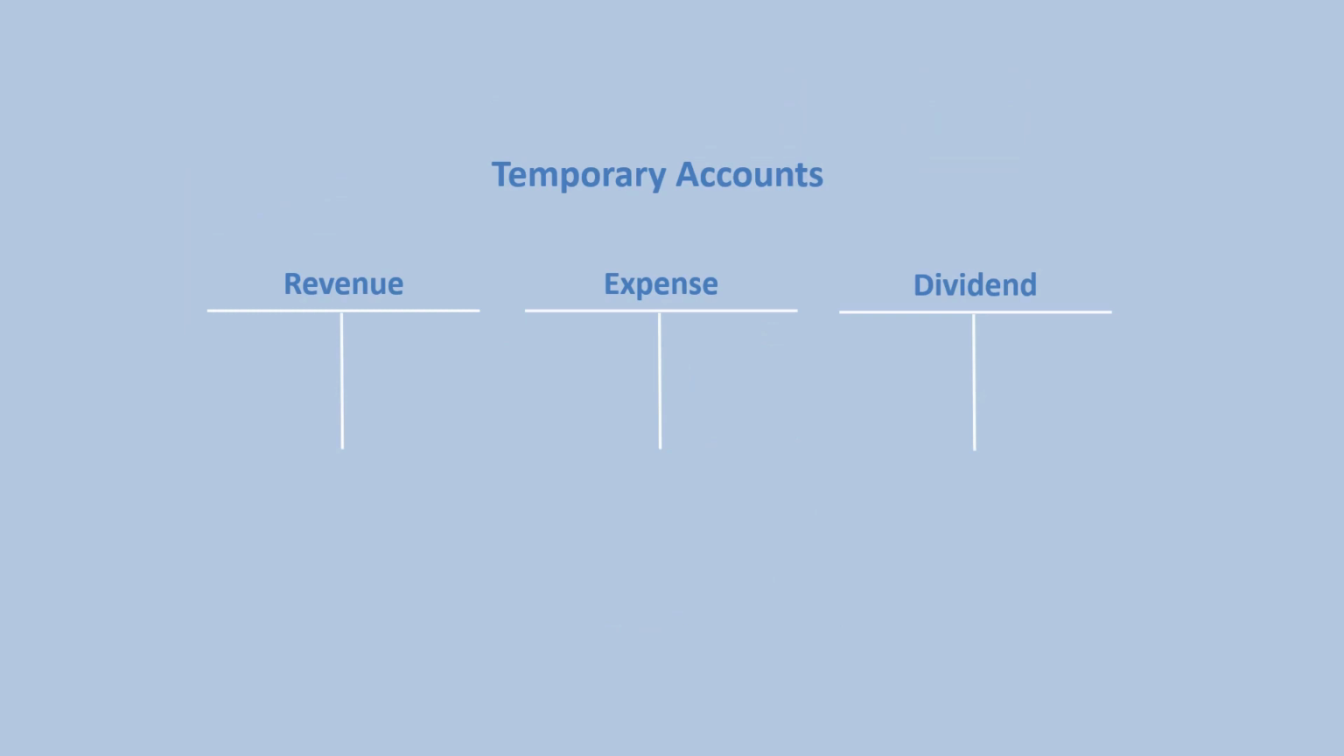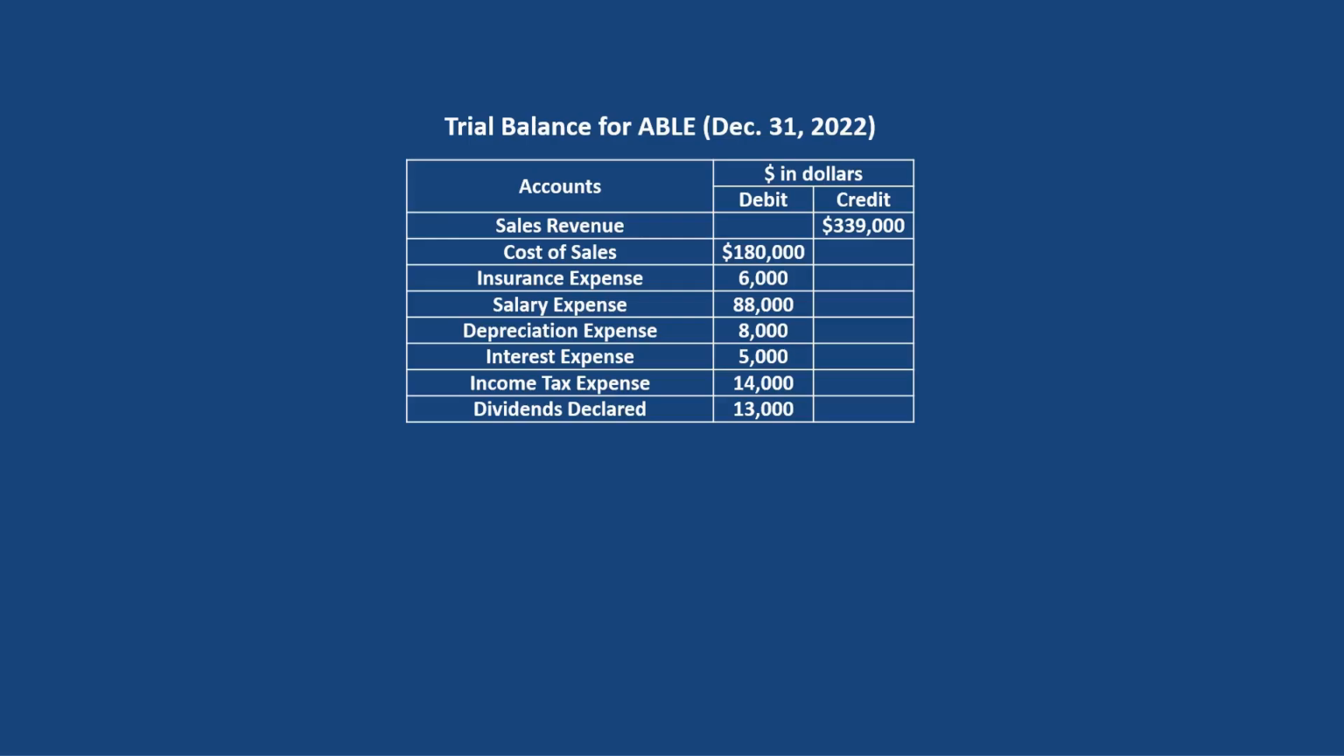Temporary accounts are called so because they gauge amounts over a specific accounting period, and at the very end of each period, their balances are reset to 0. This reset allows them to accurately measure amounts for the next period. Now, let's walk through the steps of closing accounts, using Able as an example.